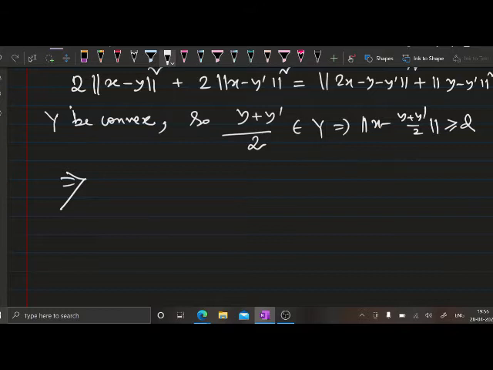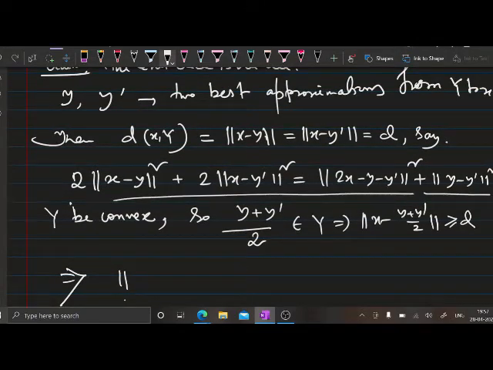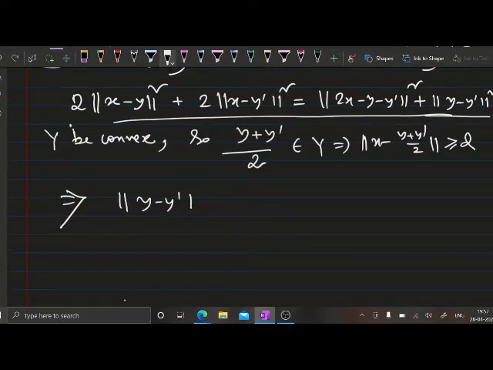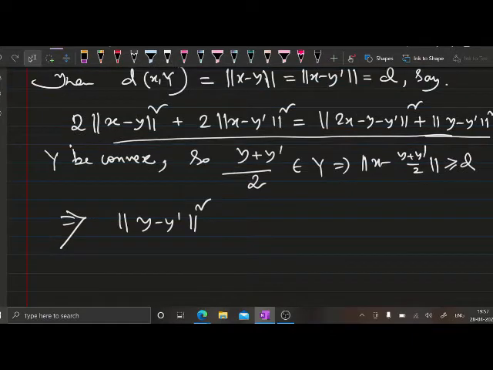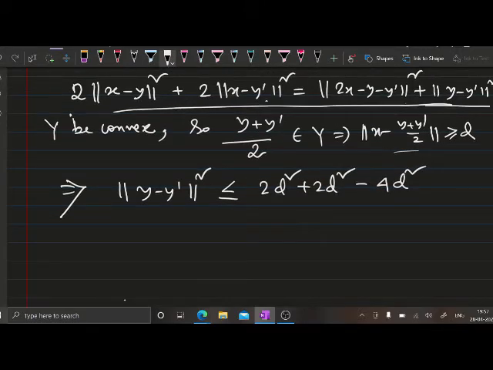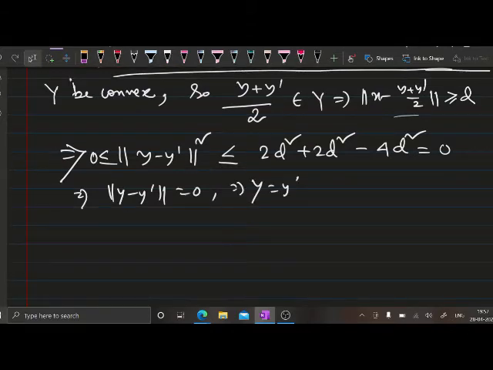From which you can deduce, using this equality, the norm of y minus y dashed squared. What is that? This is actually 2d squared plus 2d squared, minus 4 times the norm of x minus the midpoint squared, but that is greater than or equal to d squared, so it is less than or equal to 4d squared minus 4d squared, which is 0. Since it is a norm, it must be greater than or equal to 0, and here also it is 0, so the norm of y minus y dashed is 0, so y equals y dashed. So this proves our claim.